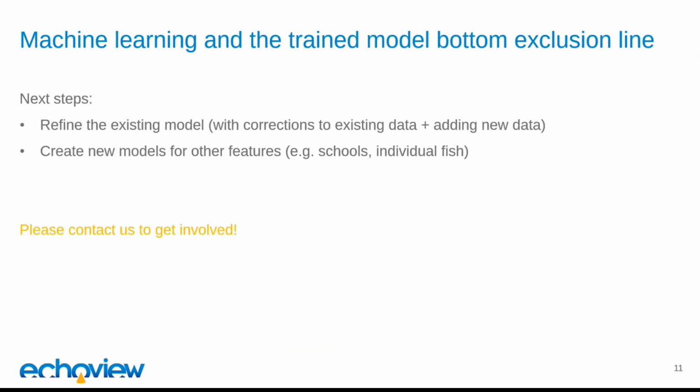So that's a good segue into where we're going in this machine learning space. Our next steps are to further refine the model that we've got. So that will be to correct the model, to find places where it didn't work so well, like I just showed you there, and train the model to handle that situation better. And also to add more data sets into our training process. We're also keen to create new models for other features, which could include things like schools in echograms or individual fish for fish tracking purposes and so on.